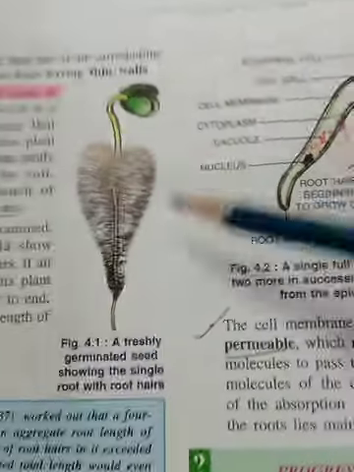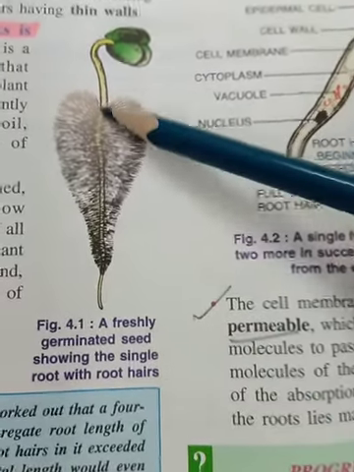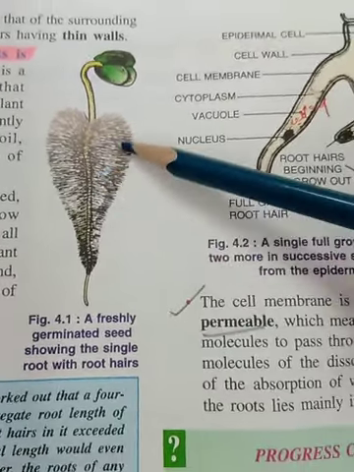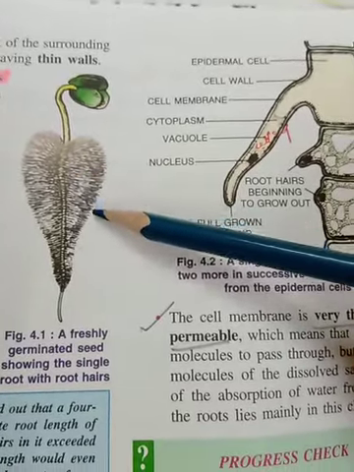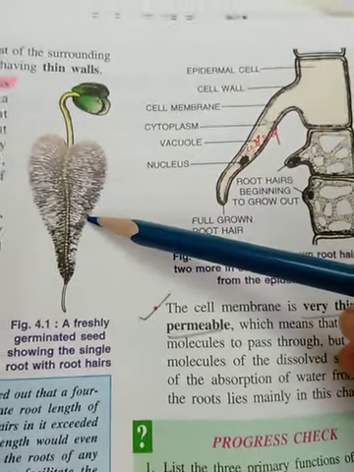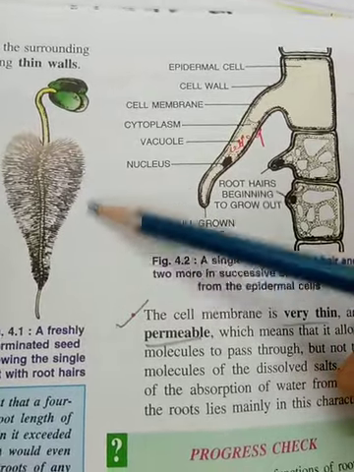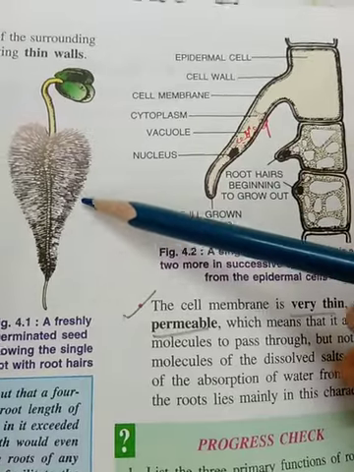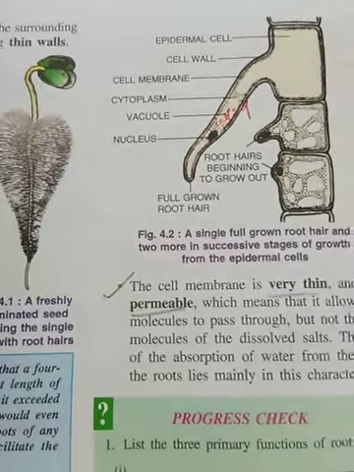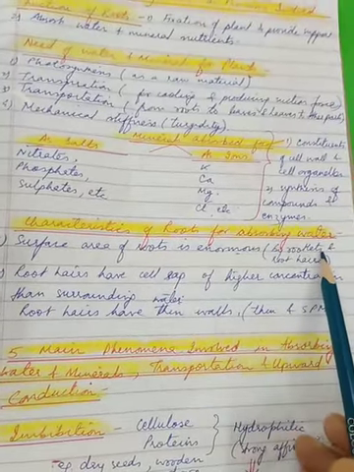I'll show you a simple diagram from your book at page number 36. If you see, this is a freshly germinated seed showing a single root with root hairs. Look at the main root and look at the root hairs. Especially when a plant is uprooted from the soil, we see a thick bunch of rootlets. When we carefully examine this, we will see hundreds of root hairs, children, and if all the root hairs are laid end to end, they will reach a length of many, many kilometers. So you can see the first point is very convincing that yes, the roots have enormous surface area. Why? Because of root hairs.